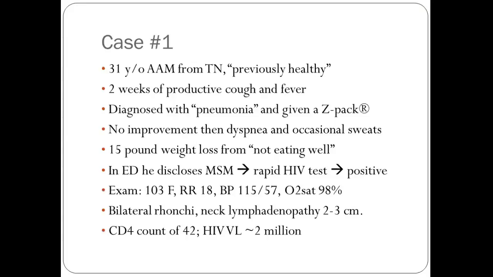So I brought you a couple of cases that will illustrate a little bit of the complexity of how to diagnose TB. This is a case from Tennessee from when I was a fellow. We have a 31-year-old male who was previously healthy, who comes in with 2 weeks of cough and fever. He's diagnosed with pneumonia, quote unquote, and he's given a Z-Pack. You know how many times we have seen this.